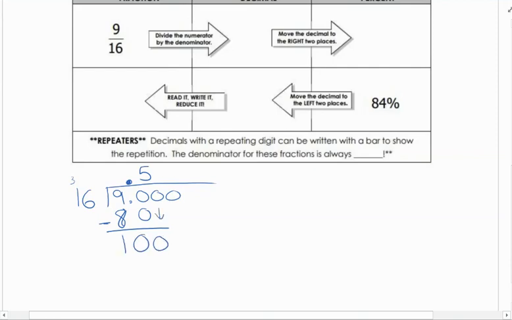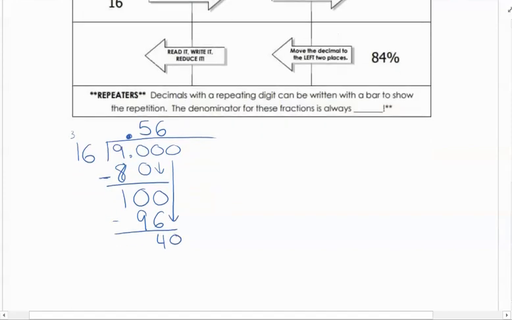Bring down that 0. 16 goes into 100. Well, if it goes into 80 6 times, or 5 times, one more time would bring us to 96. So 6 times 16 is 96. If I subtract, I get 4. Bring down that next 0. 16 goes into 40 about 2 times. 2 times 16 is 12. I carry the 1. 2 times 1 is 2, plus 1 is 3. So that gives me 32. And I subtract. So that gives me 8.